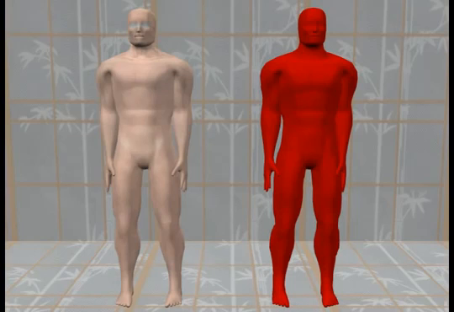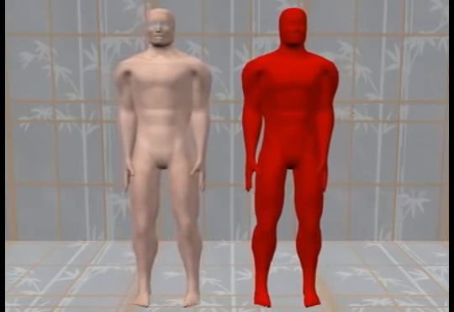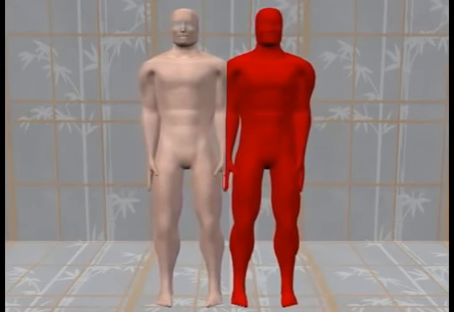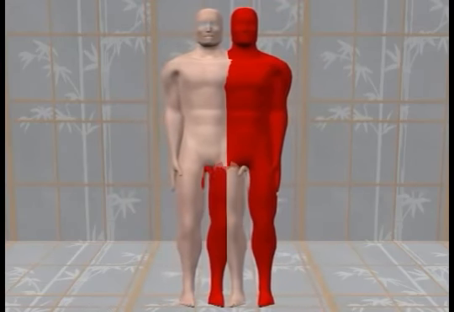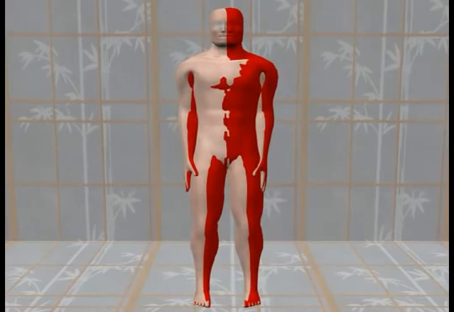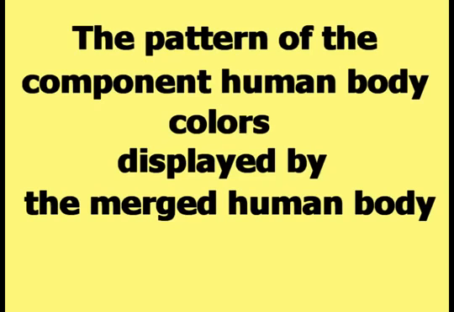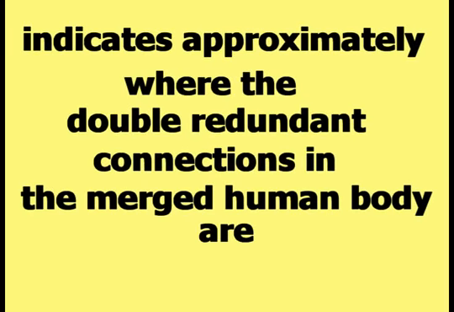The red-colored human body and the flesh-colored human body shown in this picture will represent the 2 component human bodies. This animation shows the 2 component bodies merging with each other from the side until they form one complete human body. This picture is the definition picture for the redundant view of the human body. The pattern of the component human body colors displayed by the merged human body indicates approximately where the double redundant connections in the merged human body are.